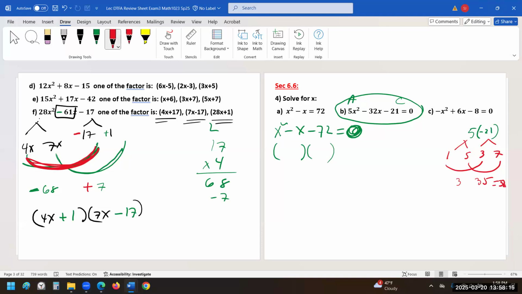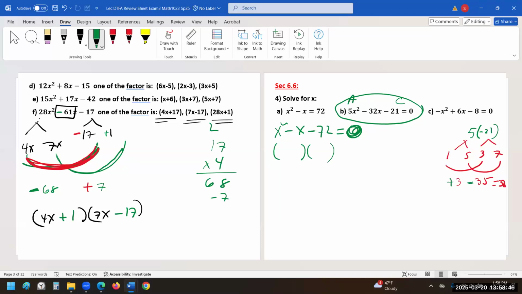But how about the signs? Which one is positive, which one is negative? What sign is in the middle? So which one is negative? The bigger one has to have the middle sign. So 35 has to be negative, 3 has to be positive. Remember, the sign always depends on the middle one. The bigger number always gets the middle sign.